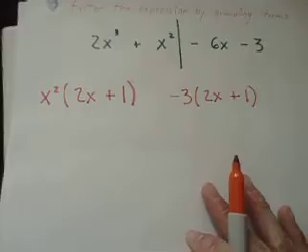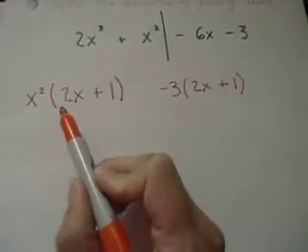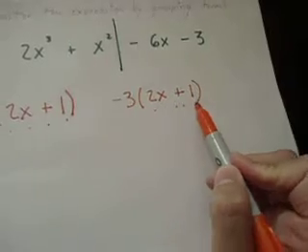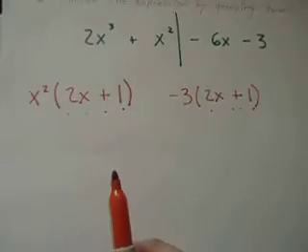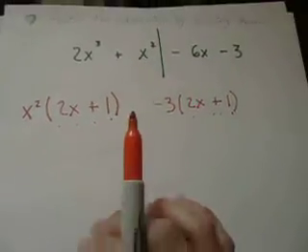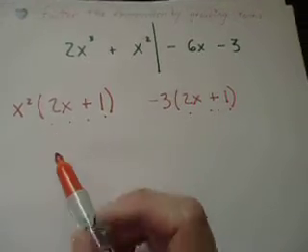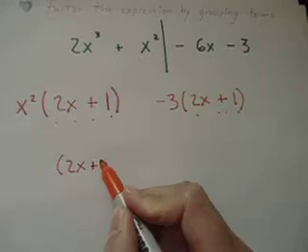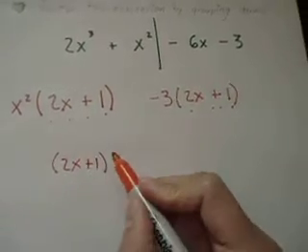So let's take a look at this. In parentheses, here we have 2x plus 1. Here we have 2x plus 1. Are they exactly the same? Yes, they are. So that means that's one of our factors. One of our factors is 2x plus 1 in parentheses.